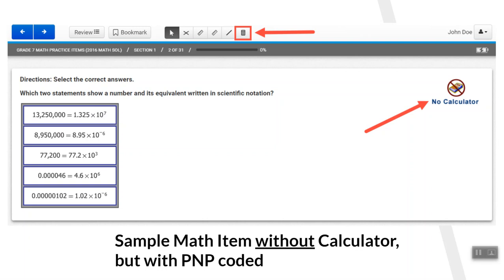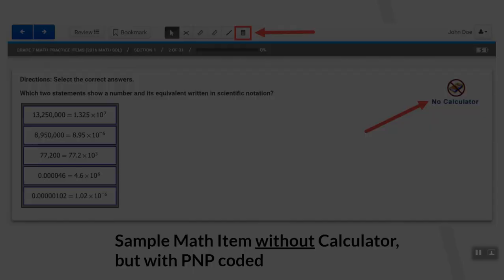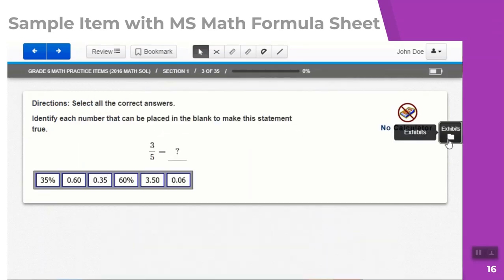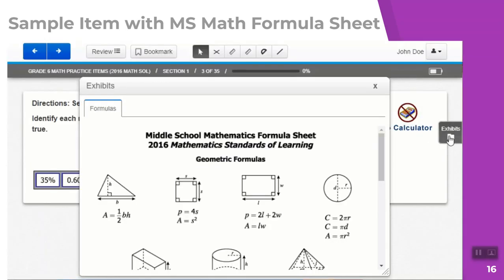Please make sure you are reviewing this with your students so they can know the toolbars and know the tools and how to use them. And last, the formula sheet will be found right here. Again, there will be no paper formula sheet for grade 6 and 7.